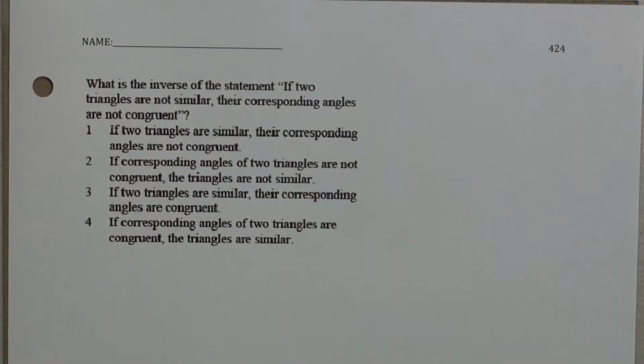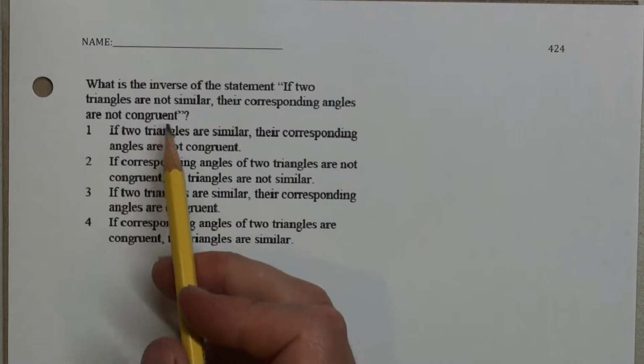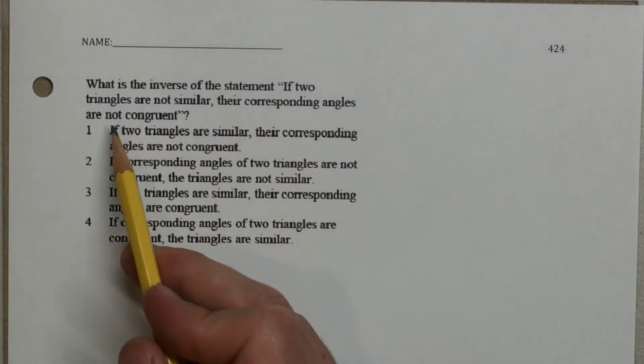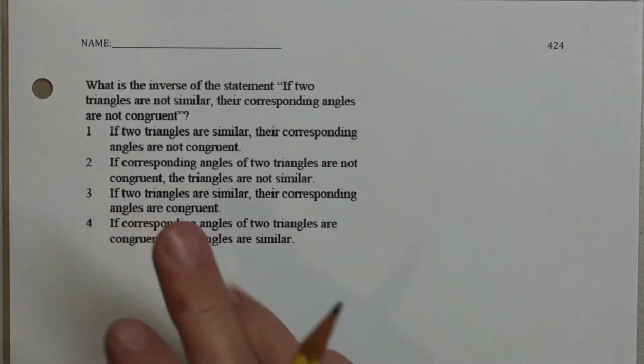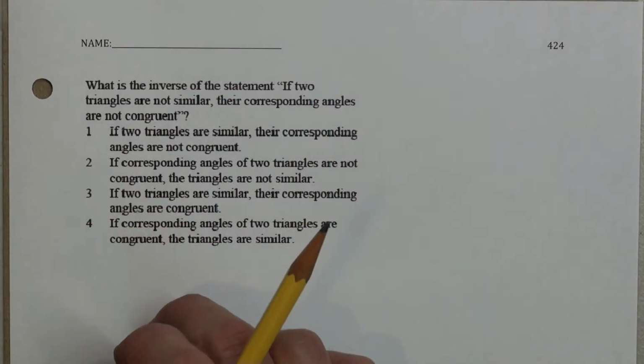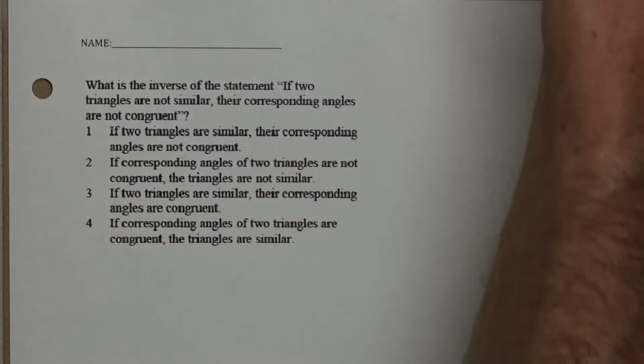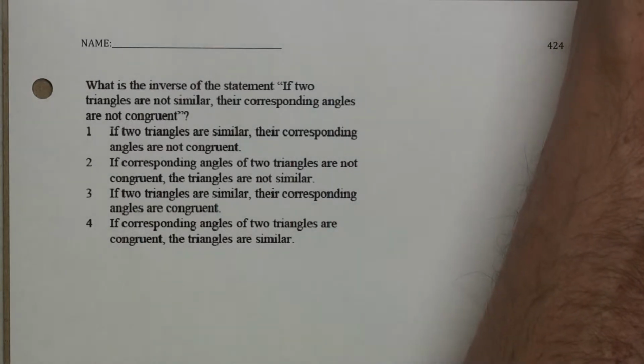What is the inverse of the statement? If two triangles are not similar, their corresponding angles are not congruent. So we just switch the two statements. No. We do the negation of both of the statements. So let me just see something. That was 420.